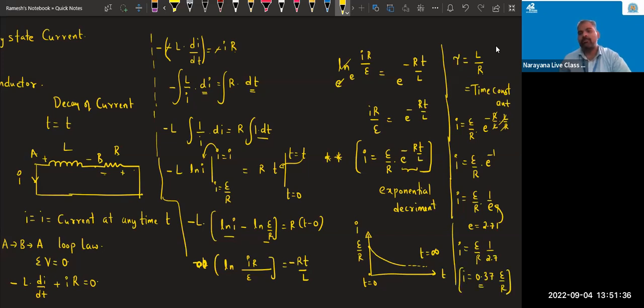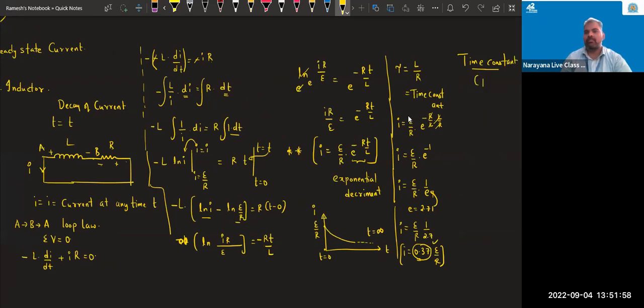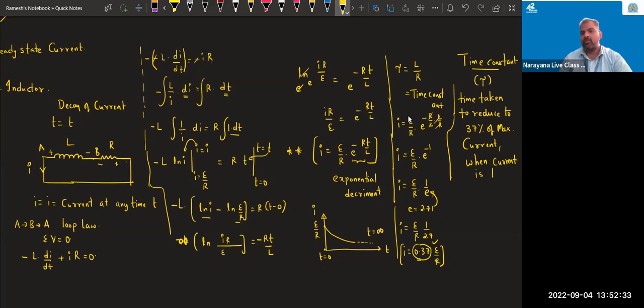So you can define the time constant as the time taken to reach 37% of the maximum current when current is decaying. How will you define the time constant? Time constant, tau, is defined as the time taken to reduce to 37% of the maximum current. What is the maximum current? E by R only. Maximum current when current is decaying is called the time constant.